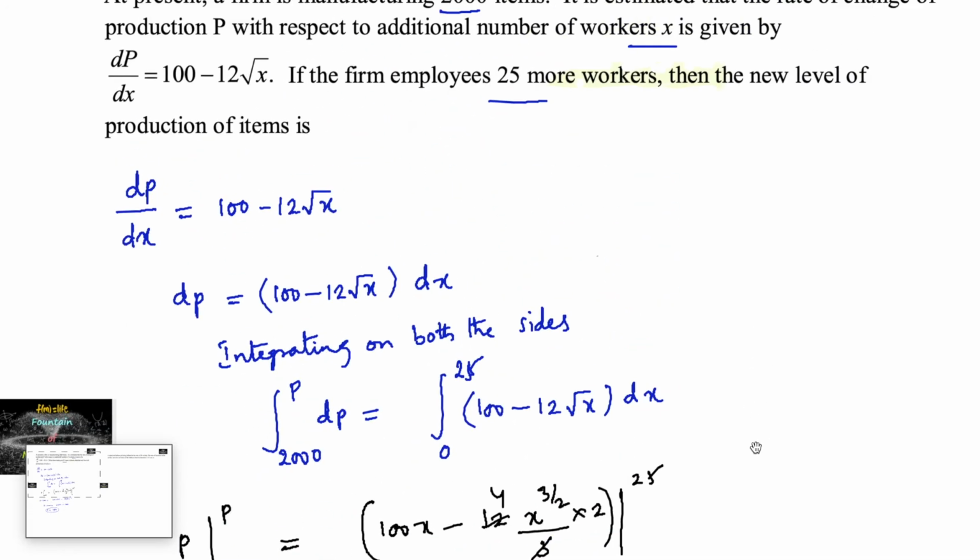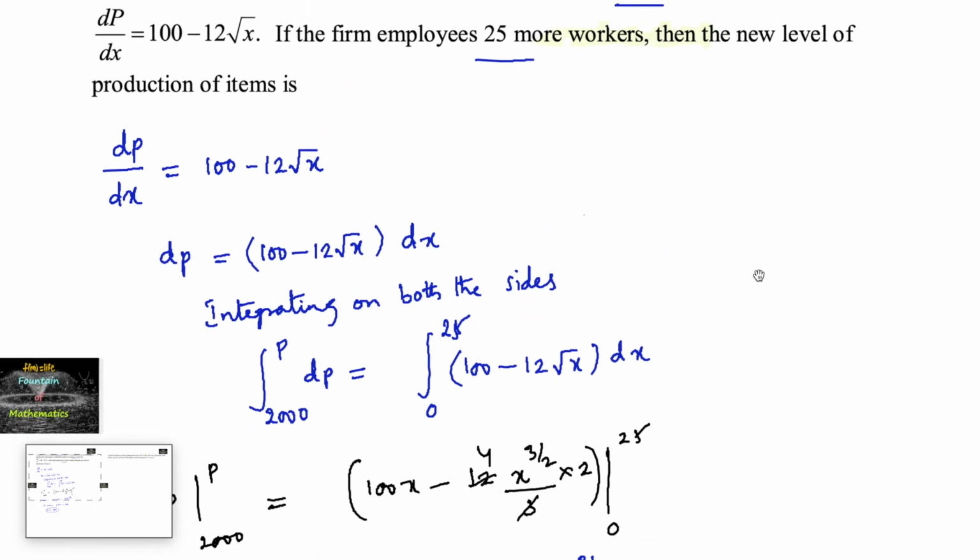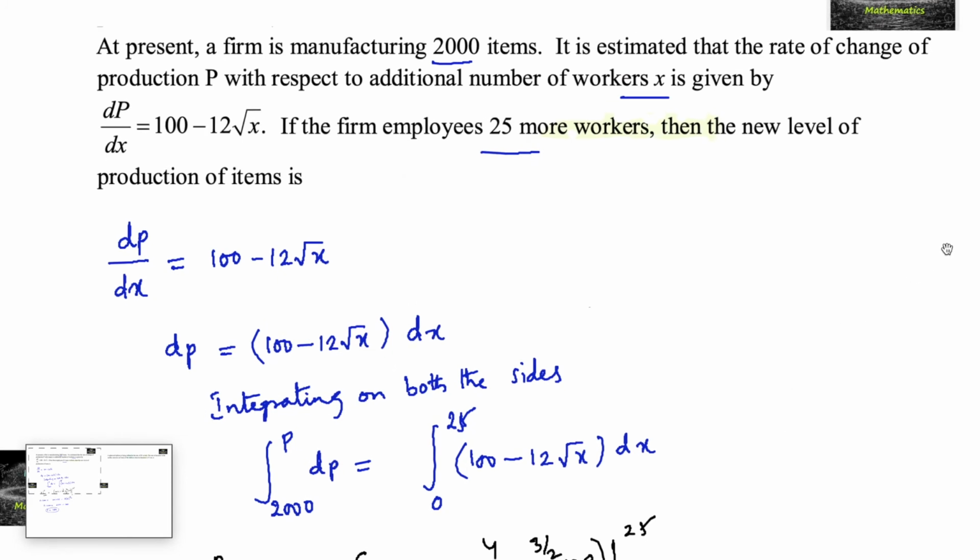So we can give the answer, then the new level of production of items is nothing but 3500. That's the answer.